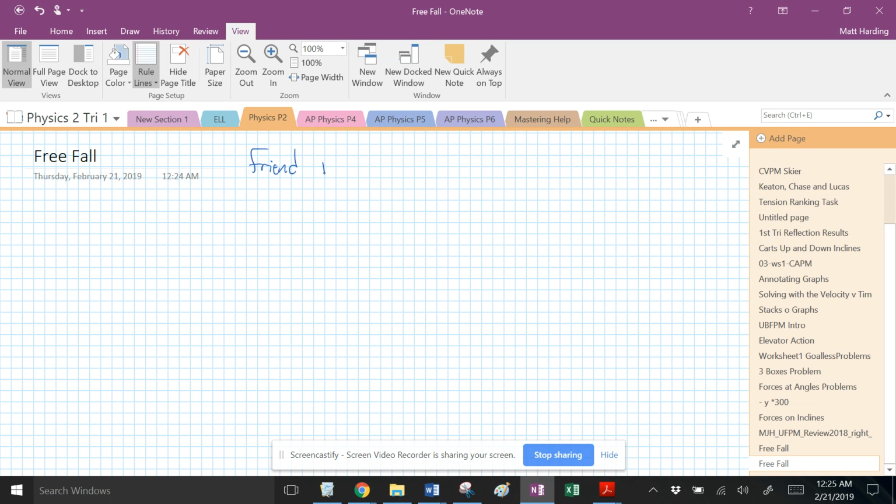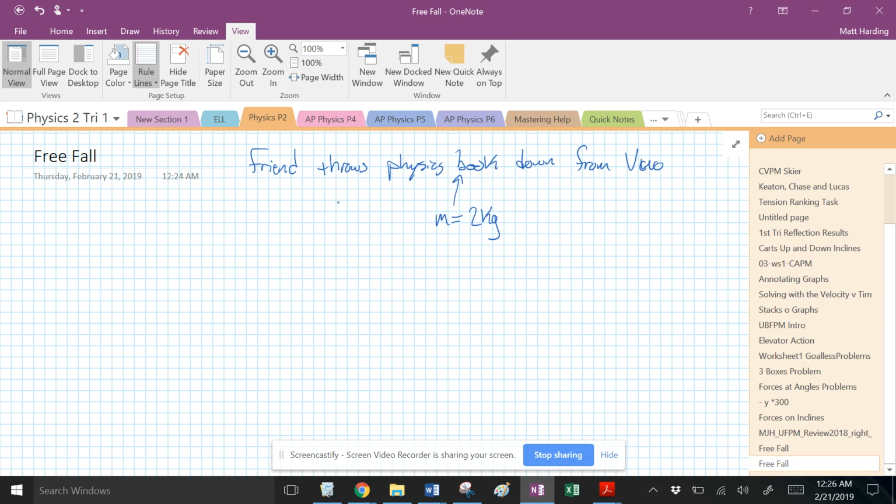So, friend throws physics book down from View. All right.